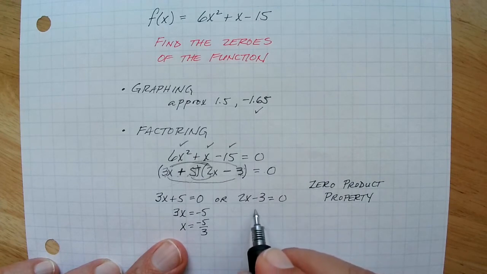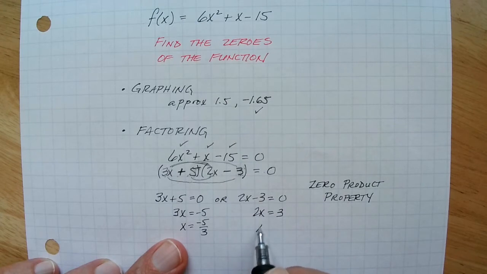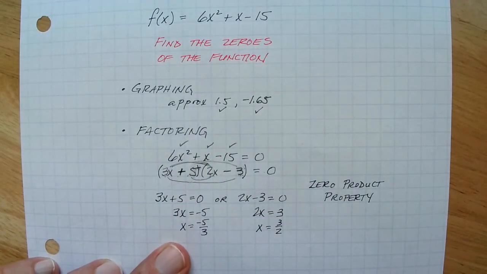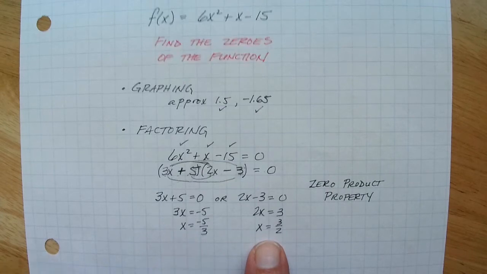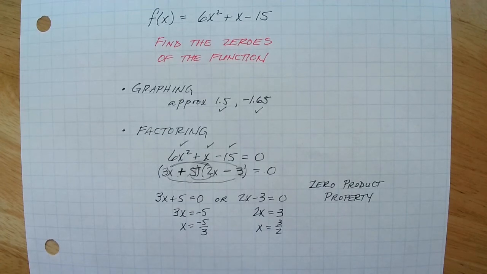I'll move the 3 over, so 2x equals 3. I'll divide by 2, and I get 3 halves. And I also like that answer. That's 1.5, and that goes along with what the graph suggested here. So now you get the advantage of actually having precision from using an algebraic technique. So this is the factoring idea, taking the quadratic and factoring it out and then solving each case.